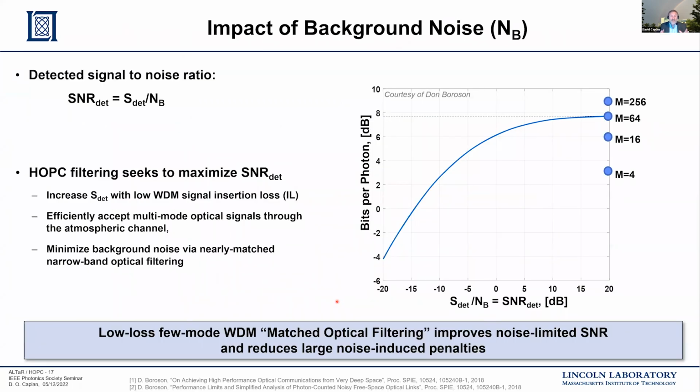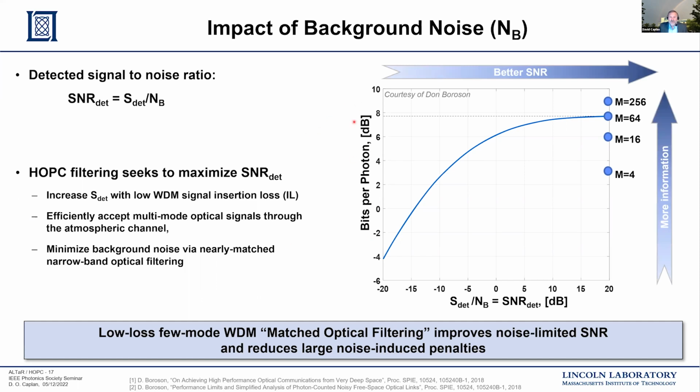So that's what we could achieve in theory. In practice, there are practical limitations. And one of those important limitations is background noise. And the plot on the right-hand side highlights some of those trades. So what you're seeing in this plot is bits per photon as a function of the received signal to noise ratio, where SNR here is the signal photons detected divided by the background noise photons detected.